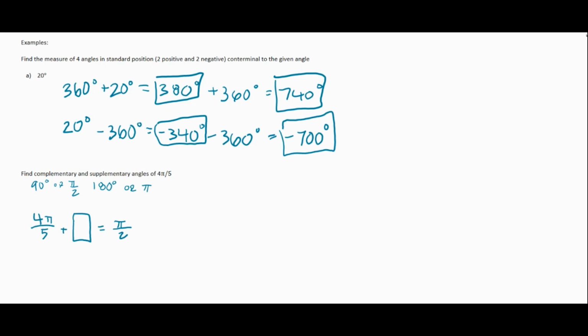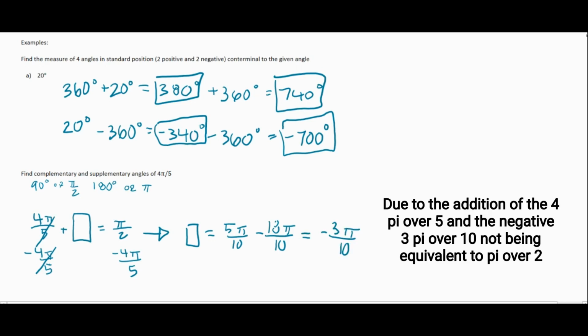In order to solve for this, we will take pi over 2 and subtract 4 pi over 5, therefore allowing 4 pi over 5 to be canceled on the left and moved to the right. Therefore, we now have the unknown equals 5 pi over 10 minus 8 pi over 10. Then we get negative 3 pi over 10, which is not possible.